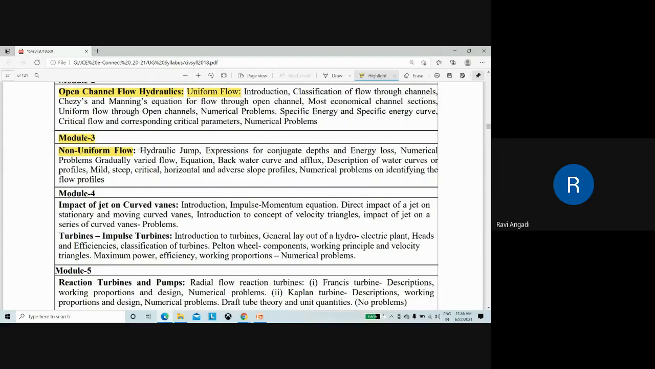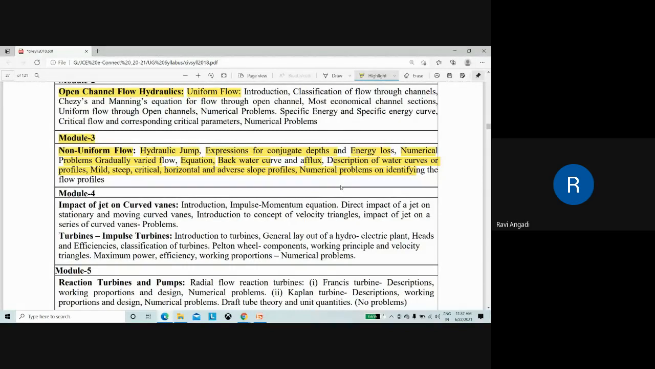So in non-uniform flow, we cover the hydraulic jump, how it takes place, and the definition of non-uniform flow. Then the derivation for the hydraulic jump, expression for the conjugate depths and energy loss, how much energy is lost in a hydraulic jump, and numerical problems on gradually varied flow, then the equation for the backwater curve. First we'll understand what the backwater curve is, and afflux, what we mean by afflux, description of water curves and its profiles, that is mild slope, steep slope, critical, horizontal, adverse slope profiles. So we'll discuss these things that generally occur in a channel.